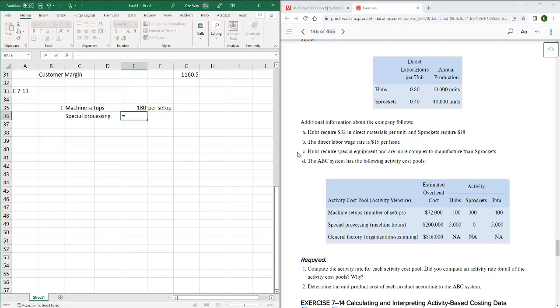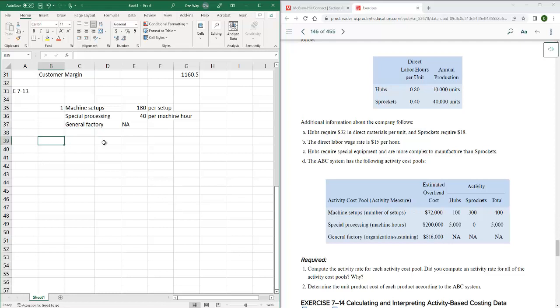Same idea for special processing. We had estimated overhead costs there of $200,000, and we'll divide that, just to be explicit here, by the total expected machine hours of 5,000 across both products. So there's a rate of $40 per machine hour. And again, our general factory activity cost pool, we don't have an activity rate there because we're not going to assign that to any product or customer or any cost object.